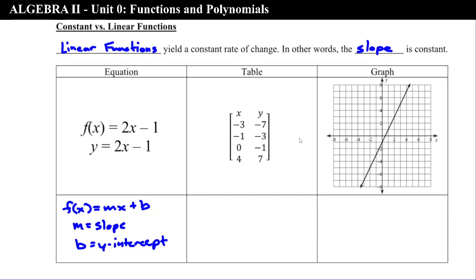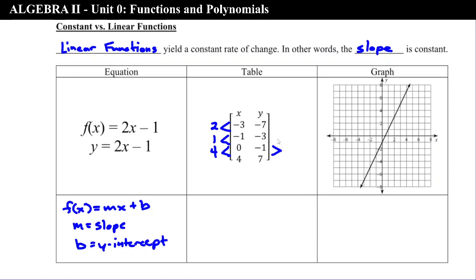For a table, we have to look at how fast our x's are changing and how fast our y's are changing, okay? That sounds complicated, but it's a fairly straightforward process. So we want to look at the difference between these values for x. Between 4 and 0, we're changing by 4 units. Between 0 and -1, we change by 1 unit. And between -1 and -3, we're changing by 2 units.